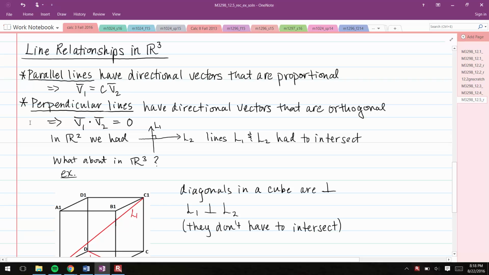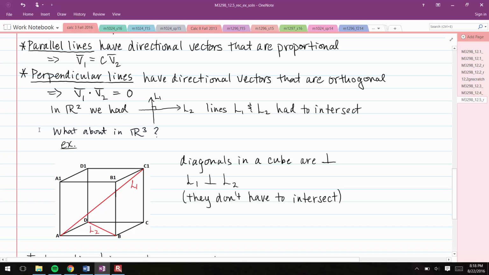Perpendicular lines is something we've already talked about, but just a reminder: when we have this vector form of the equation of a line in 3-space, we can just take the dot product of the two directional vectors, and if it's equal to 0, that'll tell us that they're perpendicular. So just something to think about.